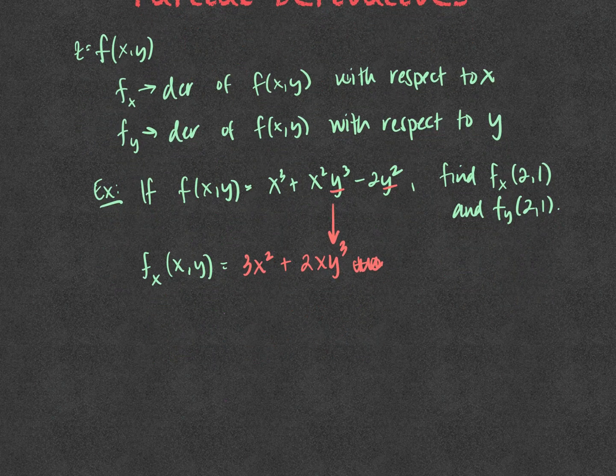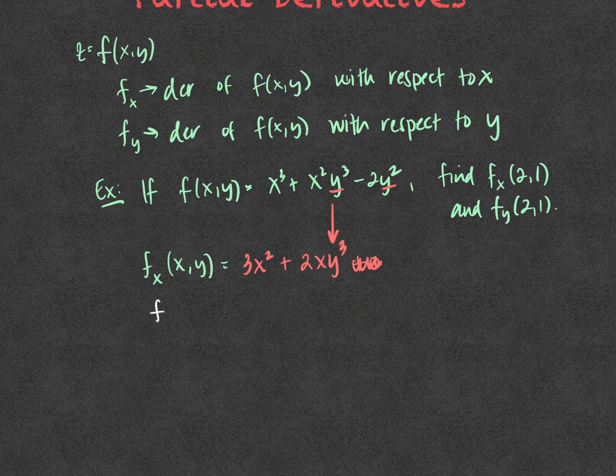So let's go ahead and find the derivative with respect to x at the point 2, 1. So then x is going to be 2, so we're going to have 3 times 2 squared, which is 12, plus 2 times x, which is 2, times y to the third, which is 1. So we have 12 plus 4, which is 16. So this is the slope of the tangent line. So in the x direction, we have a positive slope that's very steep. It's a 16.